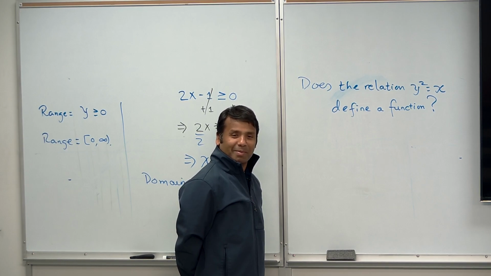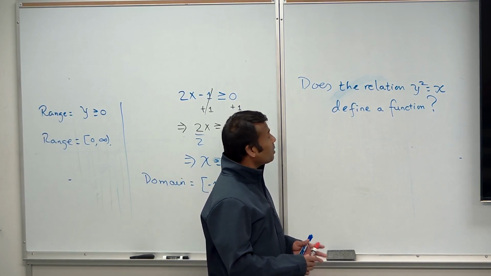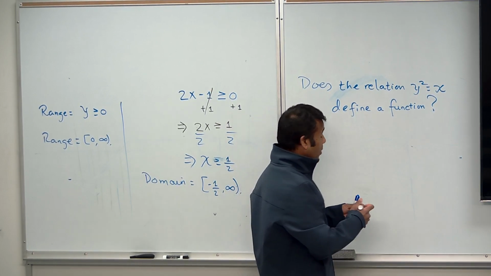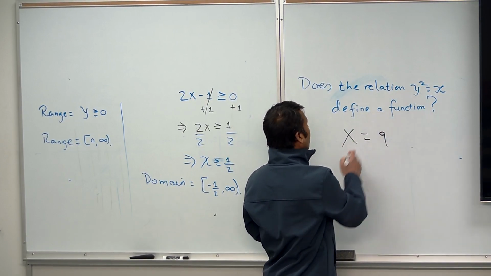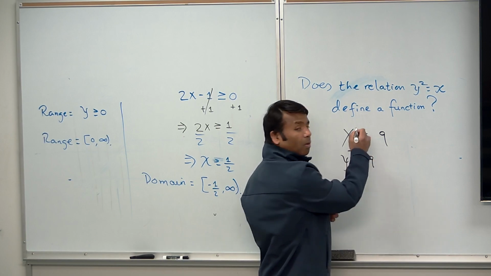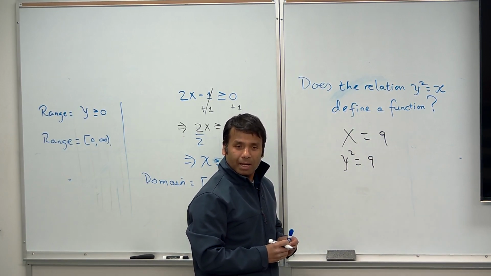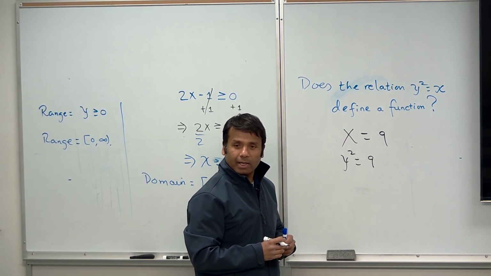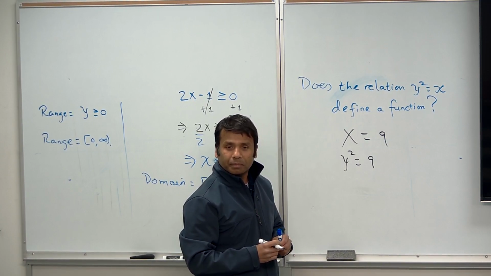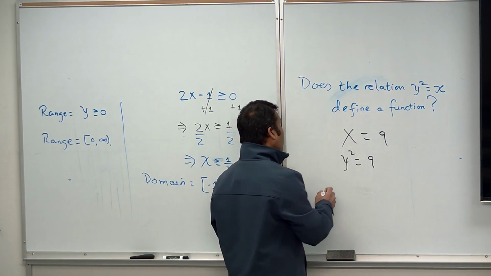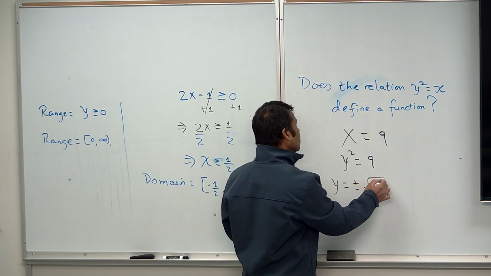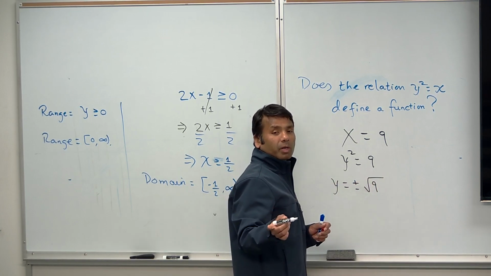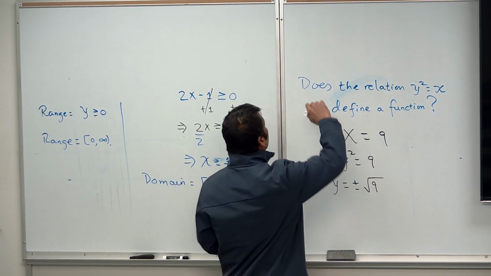No? You didn't get the values of x? Give me just one value of x. Okay, what do you want to pick? Give me 9. So you plug in there. Y squared equal to 9, right? What are the values of y? 3? Plus or minus what? You remember the square root property? Long time ago we talked about that.